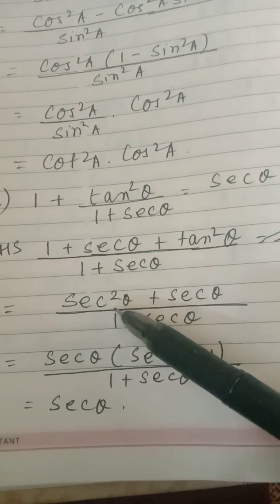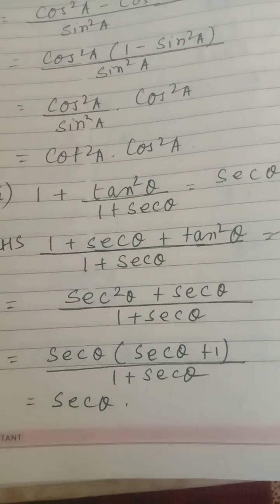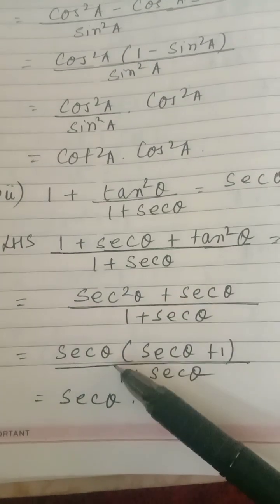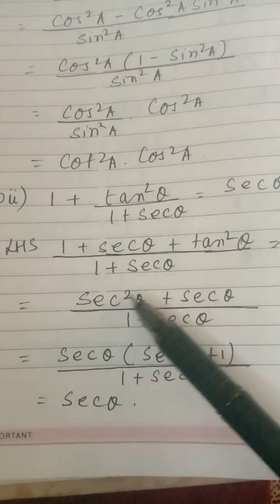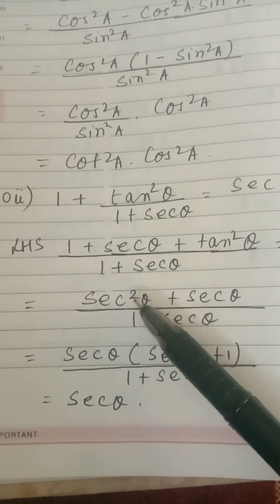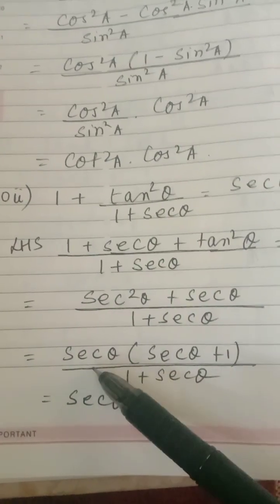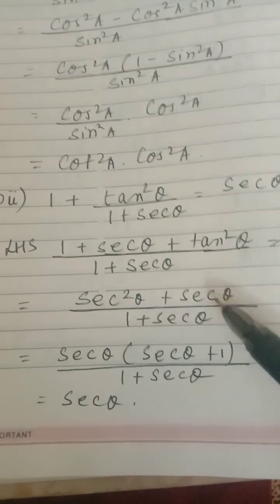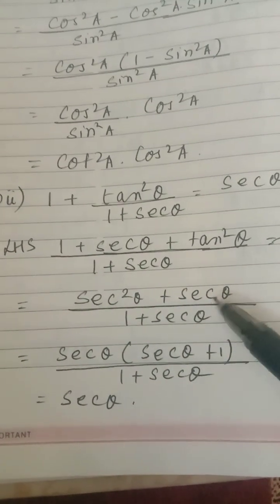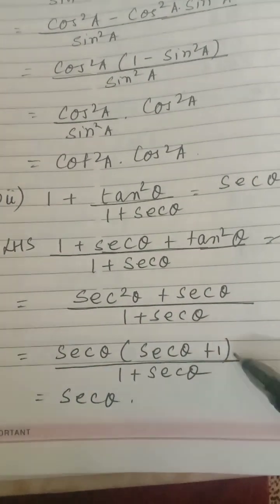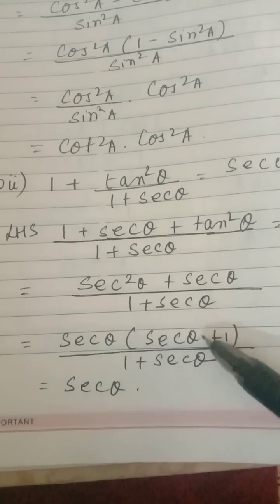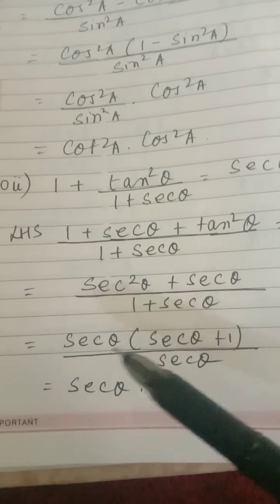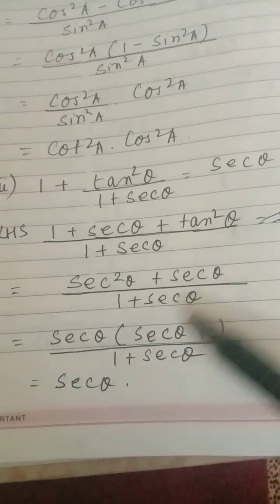Now sec square theta and sec theta, so sec theta can be taken common. Since sec square theta is here, sec theta is taken out of the bracket, so 1 will remain left, plus sec theta taken out, so it's 1 here. Now this is sec theta plus 1, and this is 1 plus sec theta, so this will get cancelled. So right hand side sec theta will come.